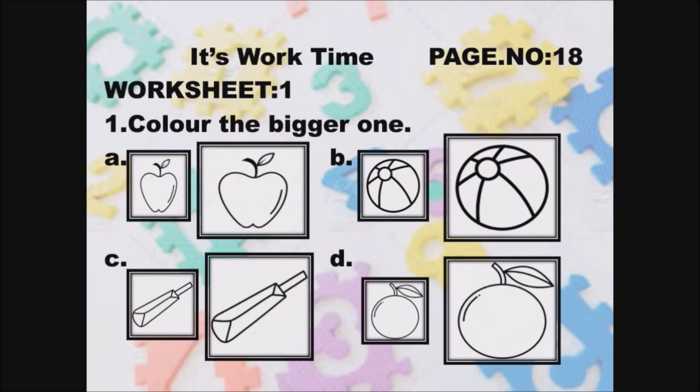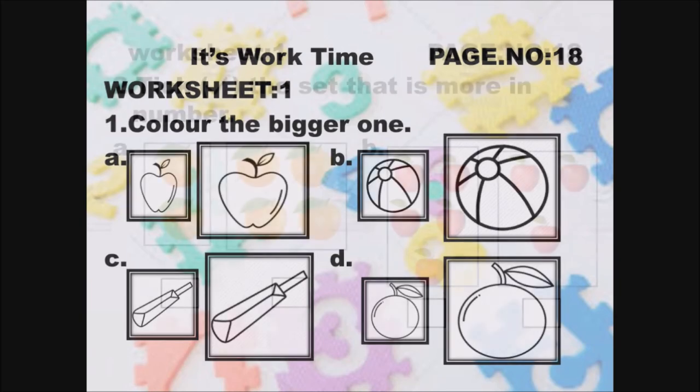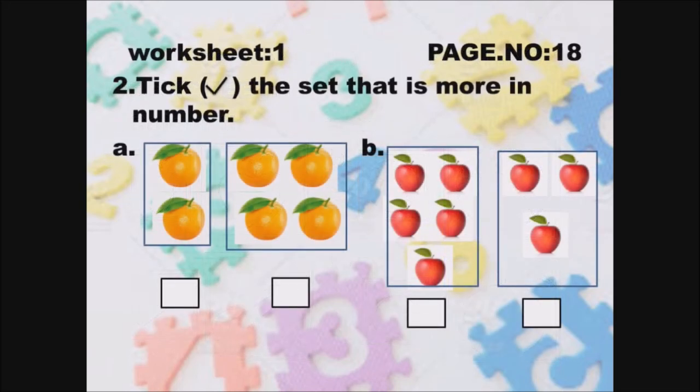So, here are some pictures. You have to find which is bigger and you have to color the particular picture. So, do this one in your book itself. Next, worksheet 1, page number 18, second sum. Tick the set that is more in number. So, children, you have to find out which box contains more fruits. Tick the particular box below in the small box.